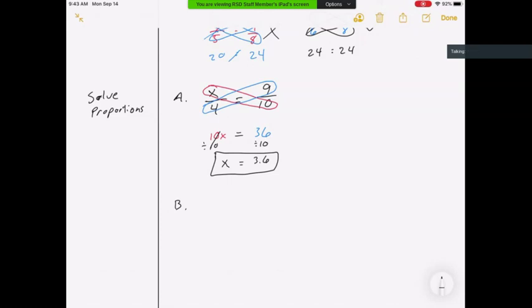2 over 34 is equal to 5 over y. If you think you understand how to do it, you can go ahead. If not, I'm going to start working on it, but I'll give you guys a little bit of time. I'll give you guys like a head start.